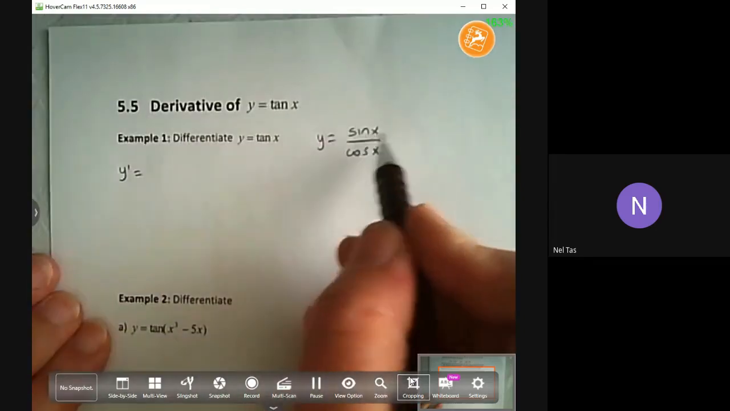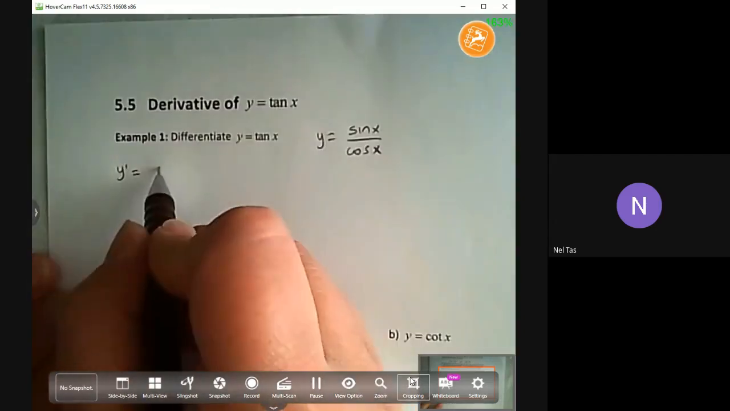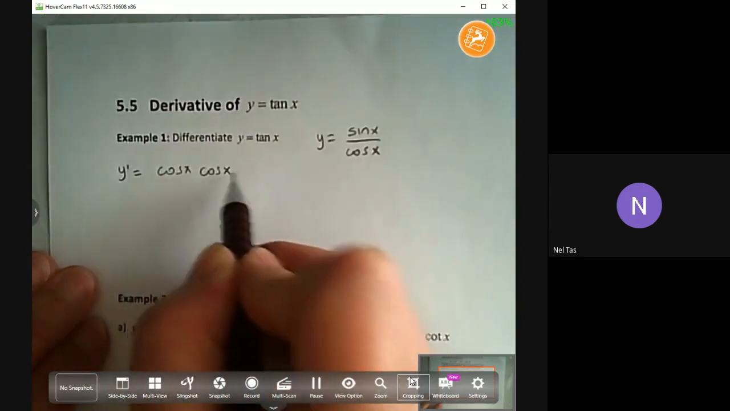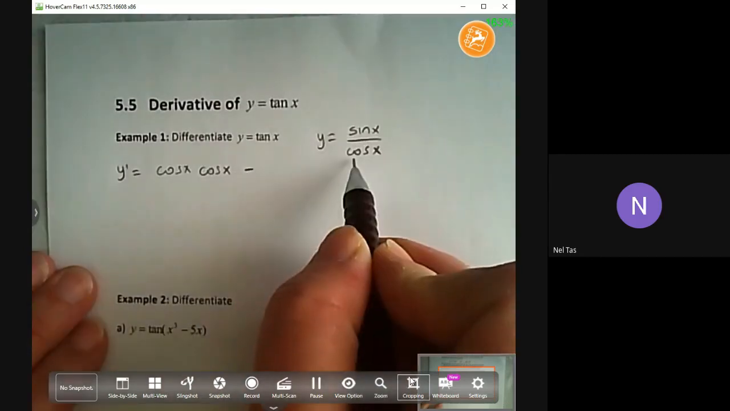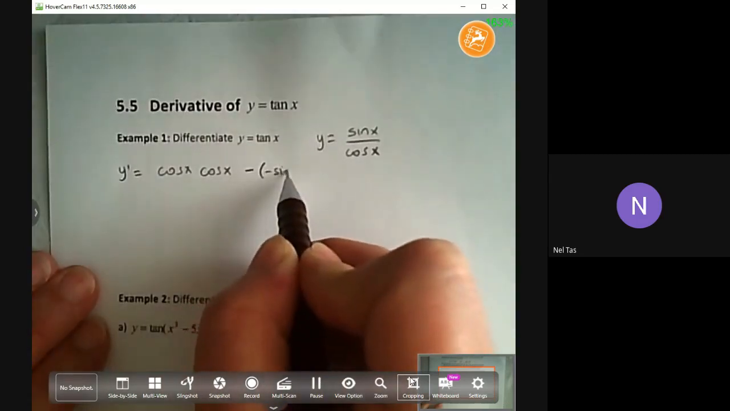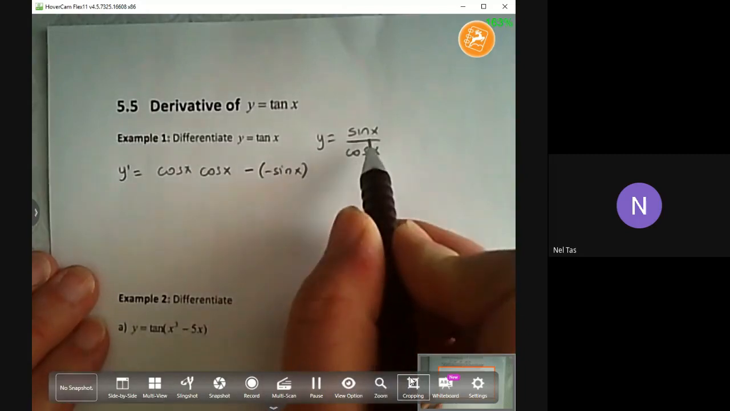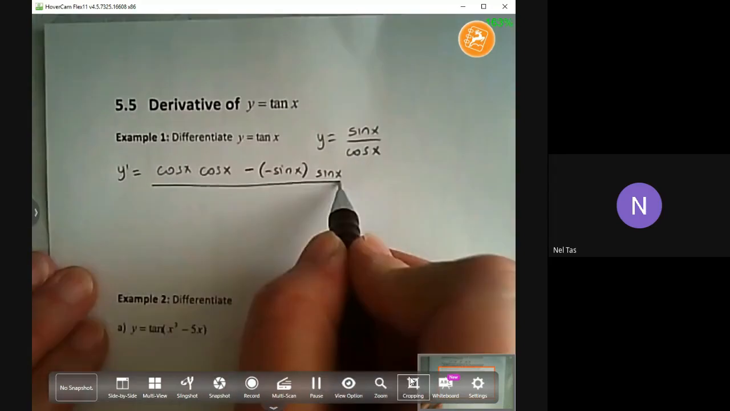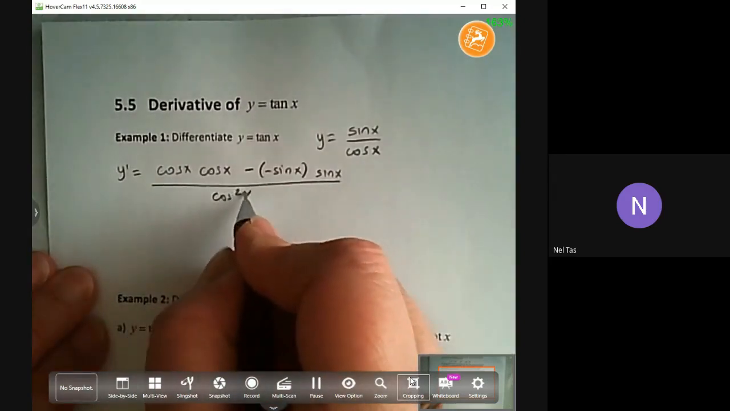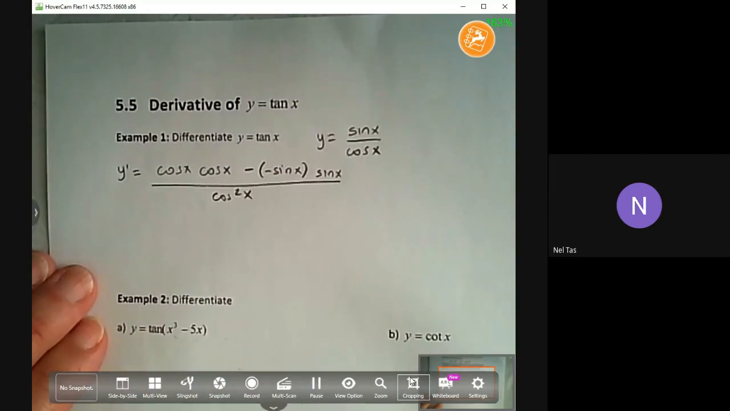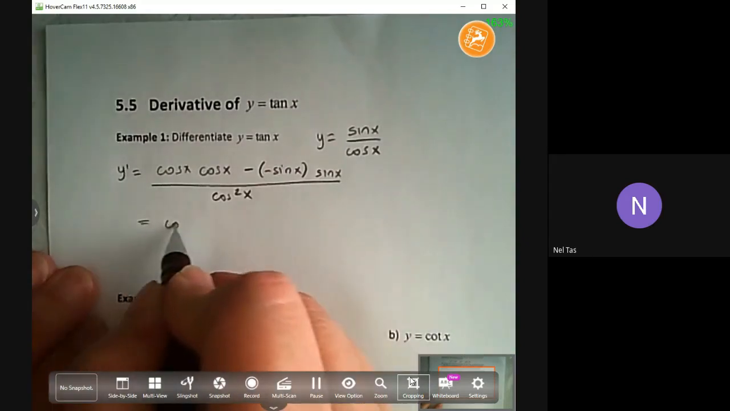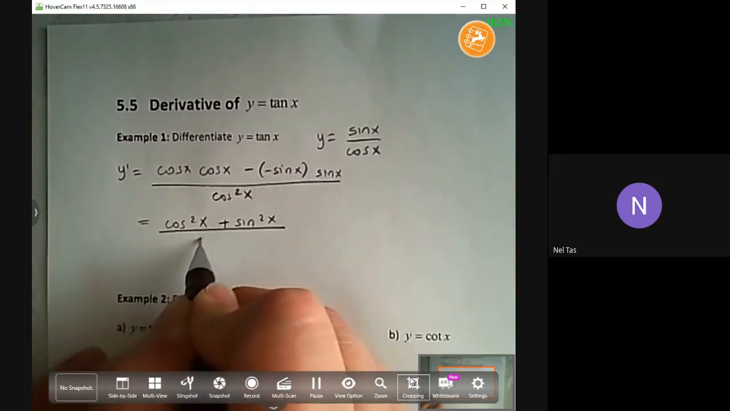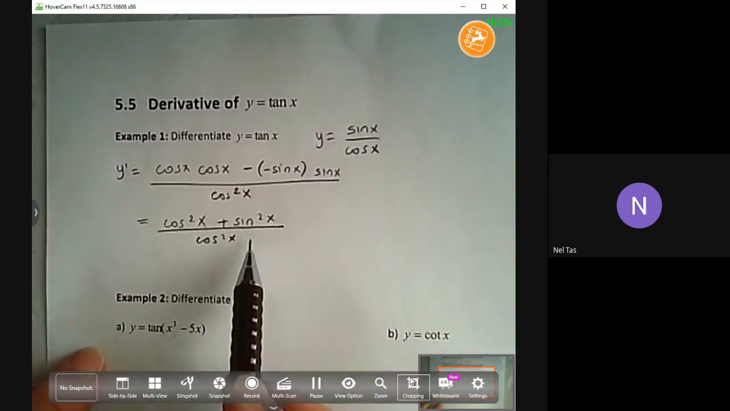Okay, so derivative of numerator, the derivative of sine x is cos x, times denominator cos x, minus derivative of denominator negative sine x times numerator sine x, over square of the denominator cos square x. If we simplify this, we get cos square x plus sine square x over cos square x.